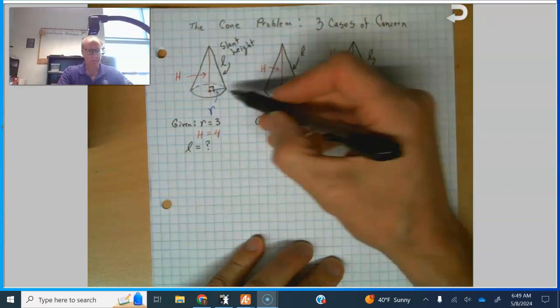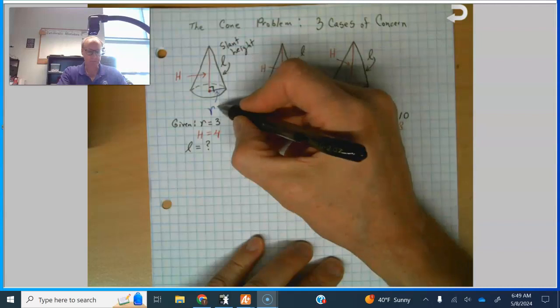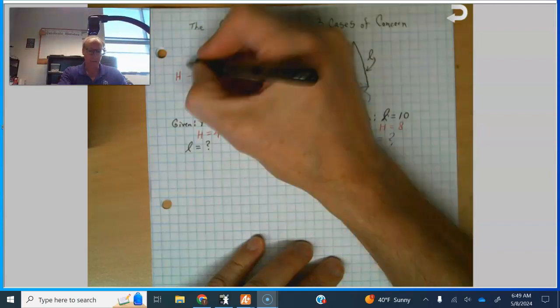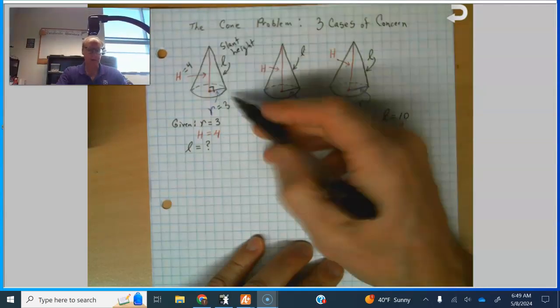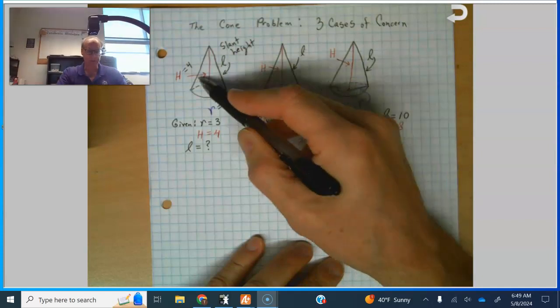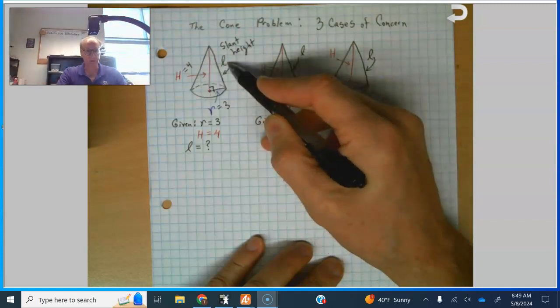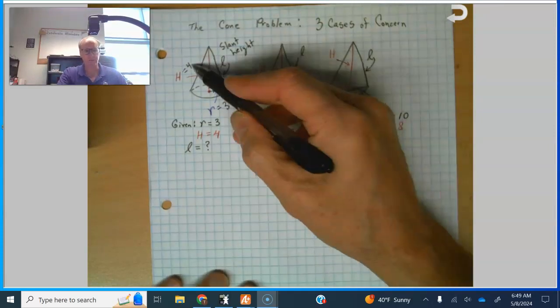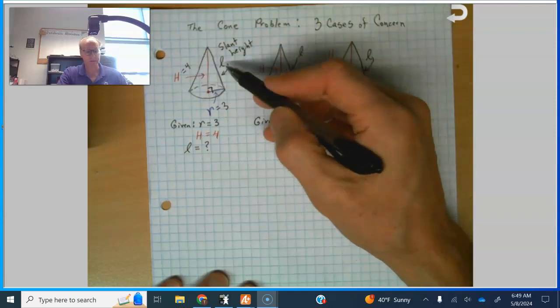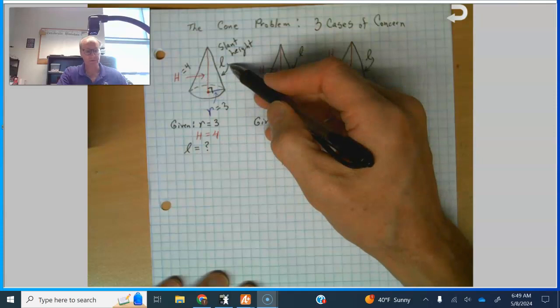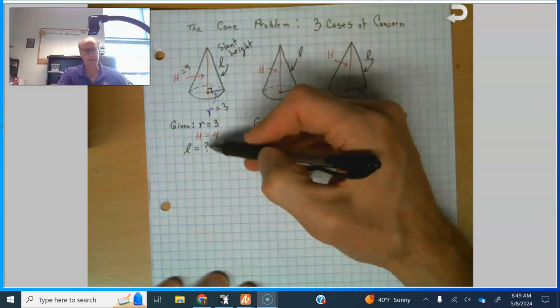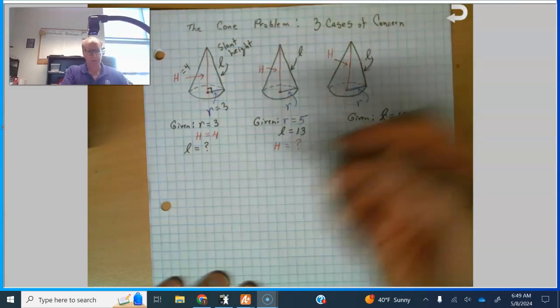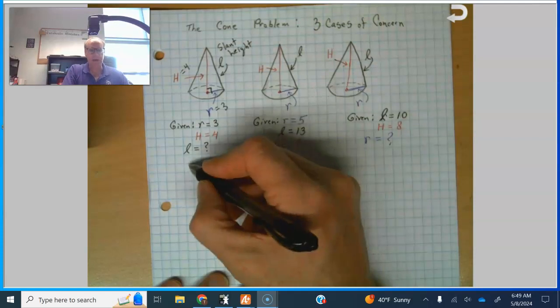If we know the radius is 3 and the height is 4, then we can use a squared plus b squared equals c squared, or in other words, the Pythagorean theorem. In this particular case, the two legs are 3 and 4. And hopefully you know that the special right triangle gives us 3, 4, 5. And so we know that the slant height is 5. But of course, it's a good idea to go ahead and write it down.